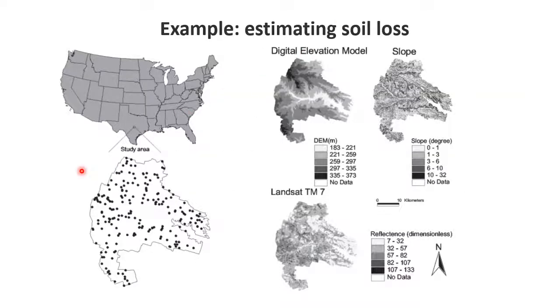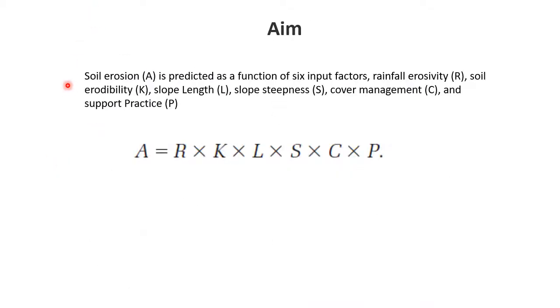Okay, so what's the case study that we'll cover here? It's a case study where we try to estimate soil loss. And so again, what we have is a number of sample locations where we have estimated soil loss and potentially also other variables. And we have some covariate information, such as a digital elevation model, the slope, etc., reflectance, etc. So the question therefore is, can we create a map of soil loss given all this information and potentially quantify uncertainty? Okay, so that's the aim.